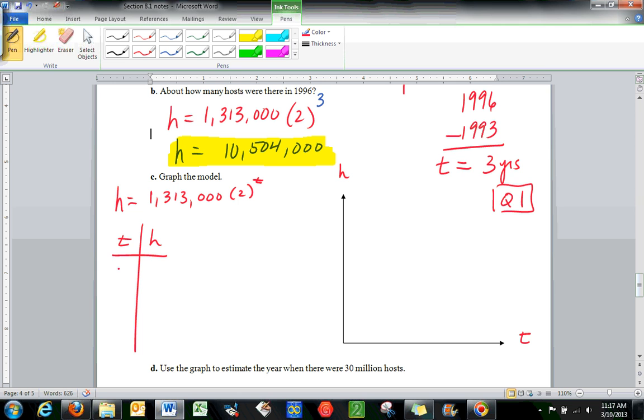So if I were to plug 0 in here, I would know that I'm basically going to start with 1.3 million. So I'm just abbreviating that to consolidate space. Now, we already did 3 years back here in example B, so I'll take 3 years, and that came out to be about 10.5 million. And if I plugged in about 5 years for T, that's going to give me roughly 42 million. And you'd want to use your calculator to come up with all this.